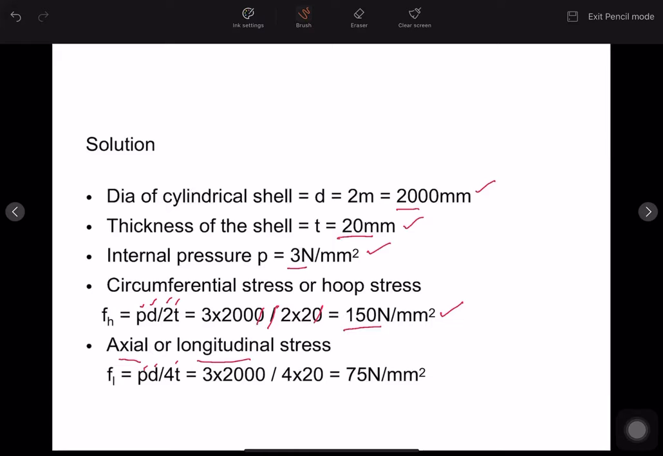So same values P and D by 4 times of T here. So as the denominator increased by 2 times, the whole value will get reduced by 2 times. So that is 150 by 2, 75 Newton per mm square. So this is the basic method or basic numerical which is based on calculations of hoop and longitudinal stresses.